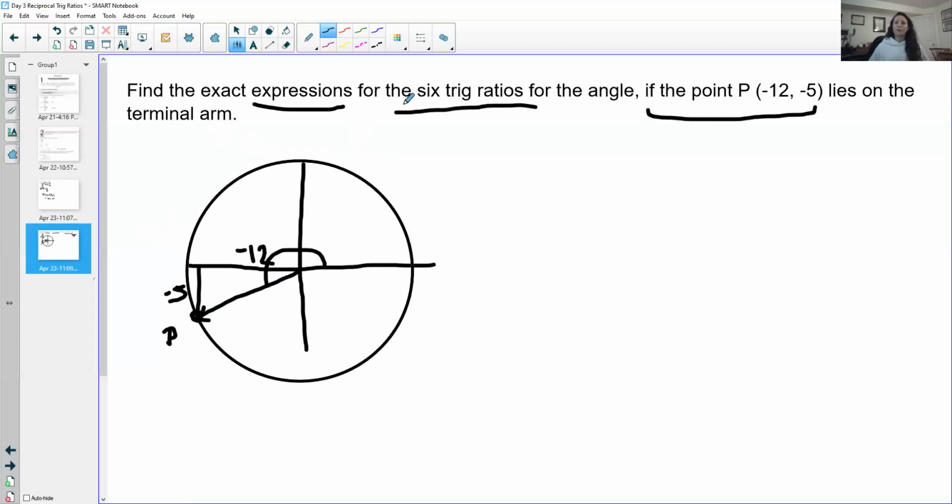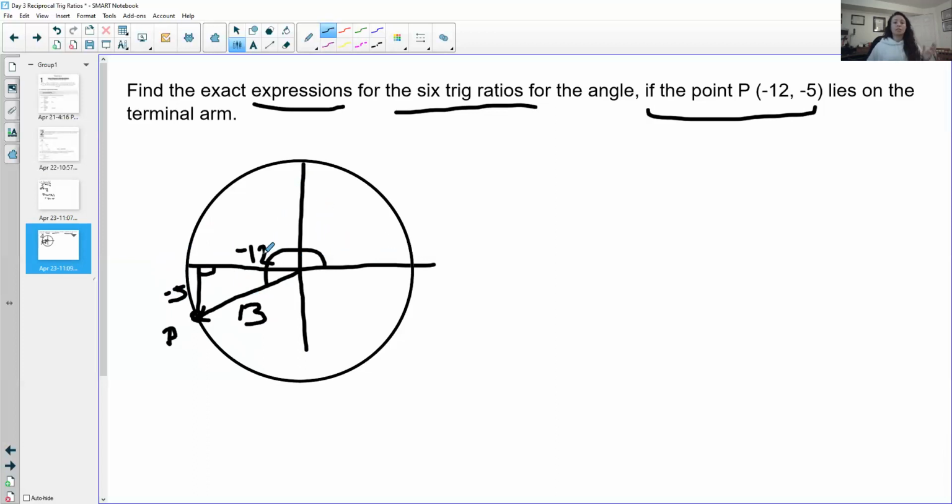So in order to figure out my trig ratios, I need to know the hypotenuse of this triangle. You can use Pythagorean theorem. You could also realize that this is one of your special, I don't want to say special triangles, it's a 5, 12, 13 triangle, so this is 13. If you don't believe me, use Pythagorean theorem and prove it yourself. Pause the video and go look.